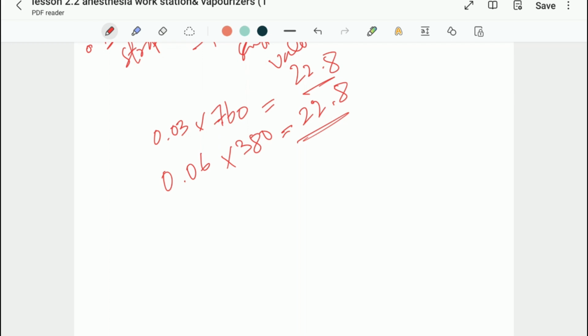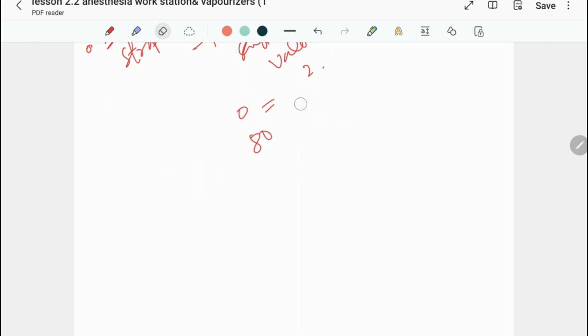So we have done two topics. Okay, after that, another question that comes is how to calculate the plenum vaporizer output. This is very important and slightly difficult, so let's discuss it by writing it.